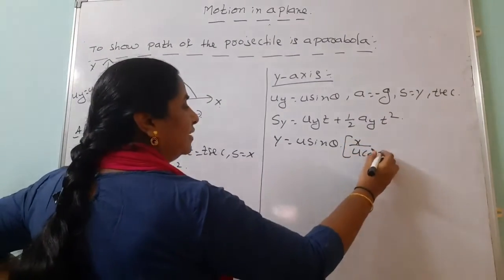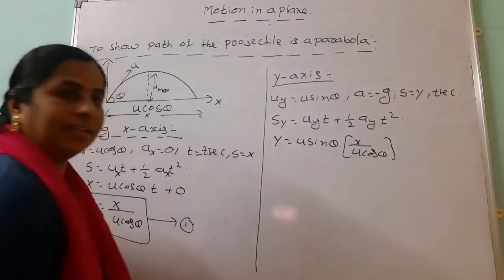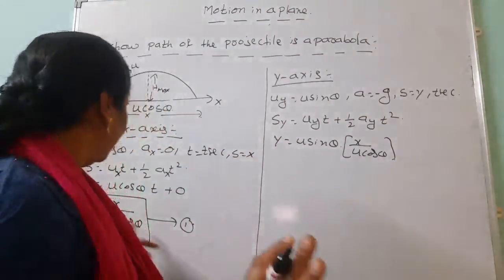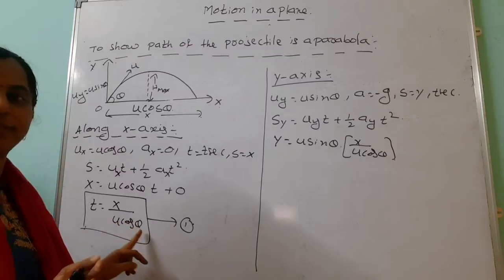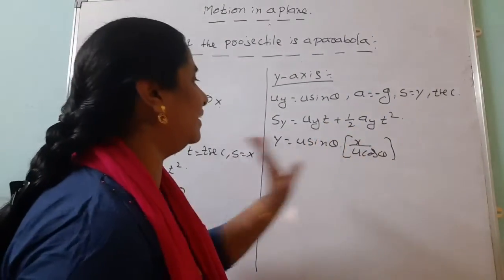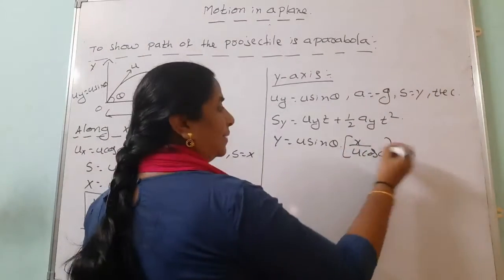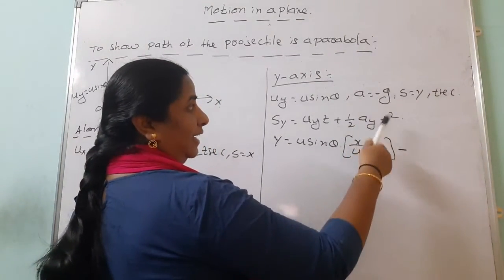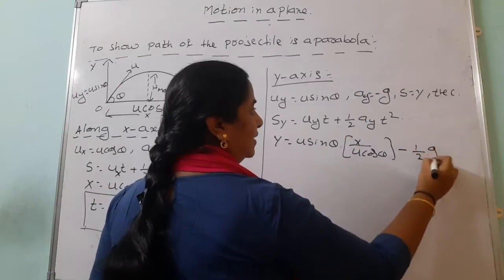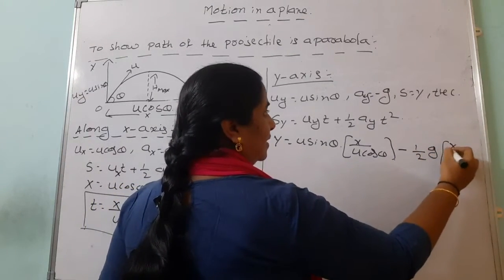We are resolving this motion along the x-axis and along the y-axis. Along the x-axis, we find t equals x by u cos theta. Along the y-axis, instead of t, we are writing x by u cos theta. I am writing y. Instead of ay, we are taking minus g. Half into g into t square means x square.